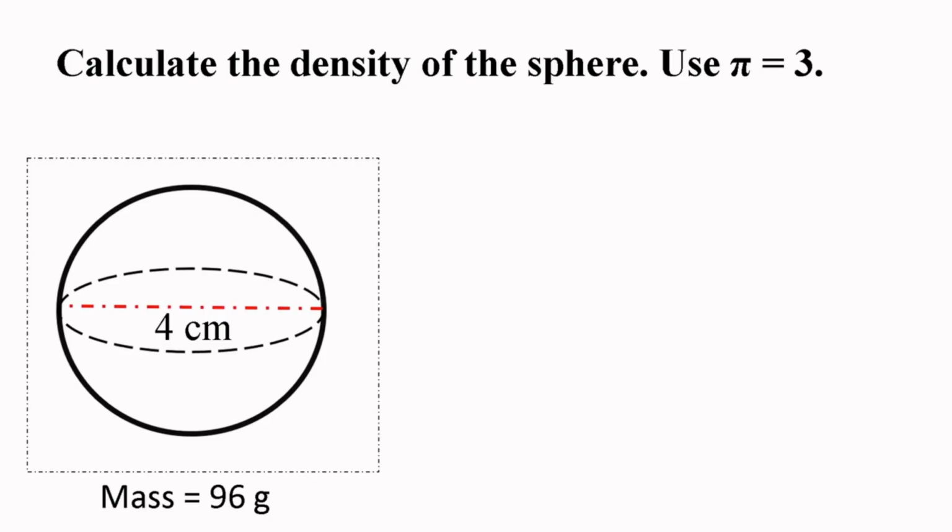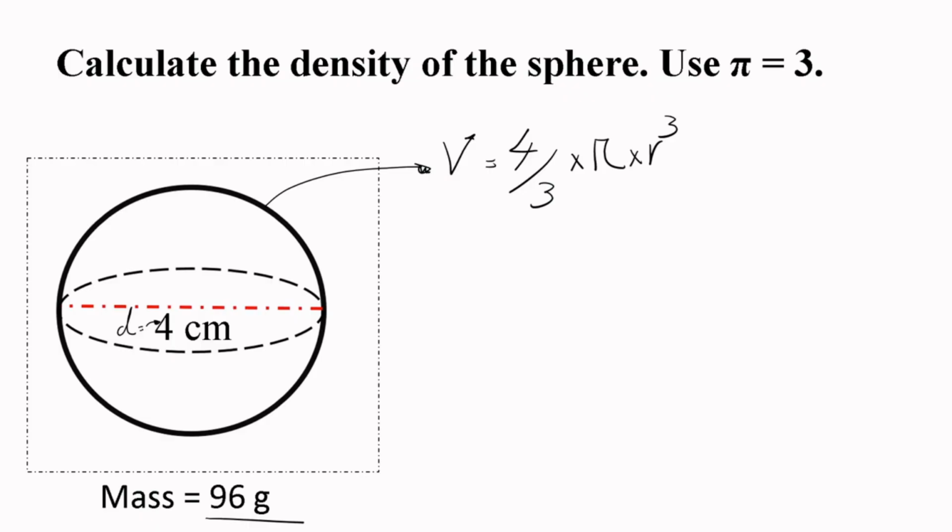Here I have a sphere and the question expects us to calculate the density of that. I have the mass which is 96, but I do not have the volume, but I have the diameter. What was the formula for calculating the volume of a sphere? V is equal to 4 over 3 times pi times r to the power of 3. Okay, do I have the radius here? No, I do not have the radius. I have the diameter. What should I do in this case?